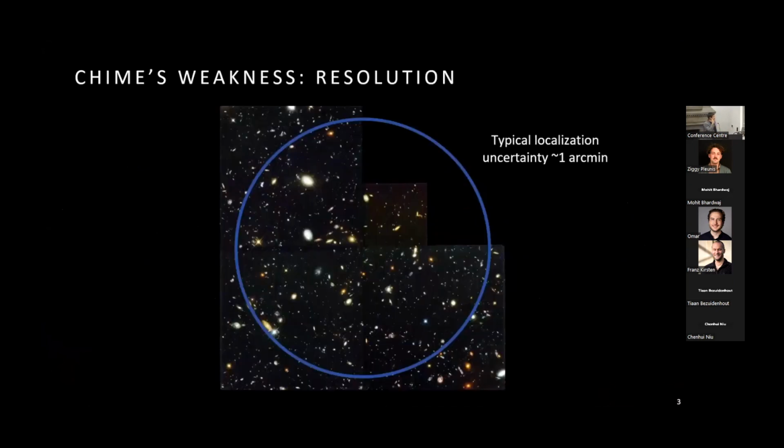And then CHIME's weakness is that we only localize those FRBs to about an arc minute. So our diffraction limit is about 15 arc minutes. Through heroic work by Daniele, we get that down to an arc minute through these baseband localizations, through what other groups have been calling the transient buffer, which we call the baseband buffer, all similar systems. And an arc minute just isn't good enough except for the lowest DM nearby sources. So if we want to unambiguously localize all of our FRBs, we're going to have to do much, much better.